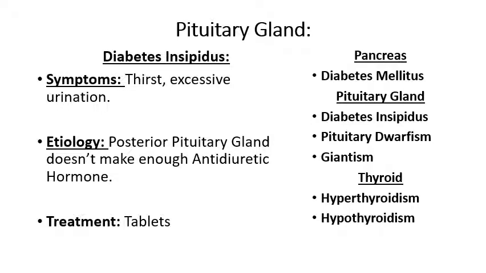Diabetes insipidus. So we just talked about diabetes mellitus, and that's a problem with the pancreas. The etiology is that the pancreas doesn't make enough insulin. Now diabetes insipidus has a very similar name, because the name is derived from the symptoms, and the symptoms are excessive urination, which is where the "dia" comes from, and excessive thirst. So it has similar symptoms to diabetes mellitus. They have slightly different names, but very similar symptoms, similar names, but the etiology is different.